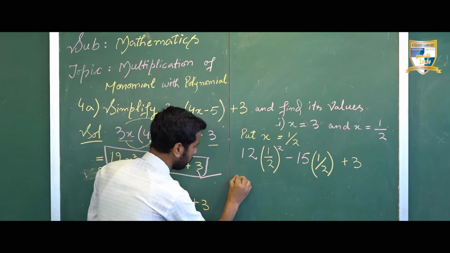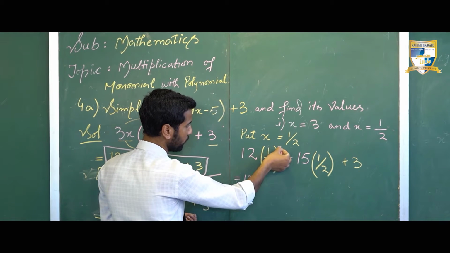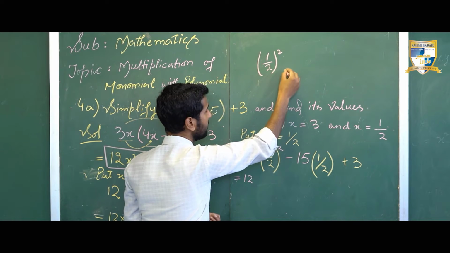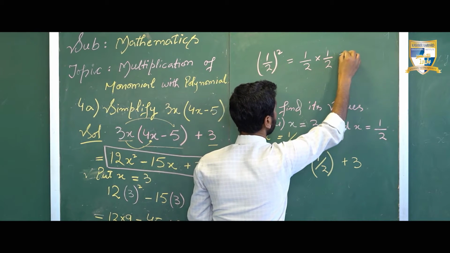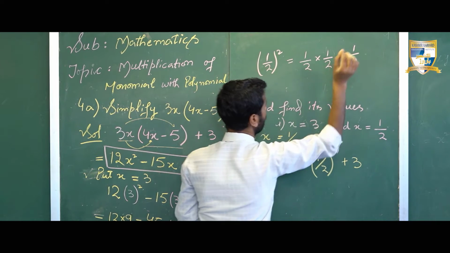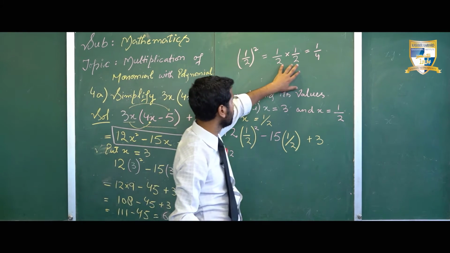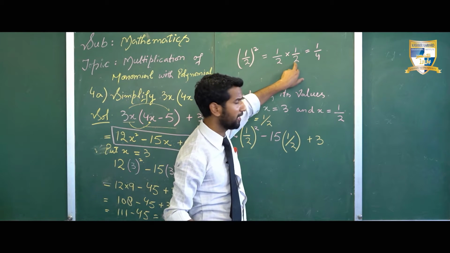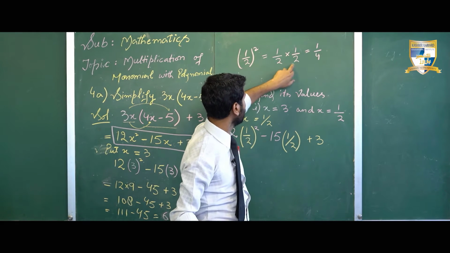So it is going to be equal to 12 into 1 upon 2 whole square, which means 1 upon 2 into 1 upon 2, and it will be equal to 1 upon 4. 1 into 1, numerator, whenever you are multiplying two fractions, the numerator will get multiplied with numerator and denominator will get multiplied with denominator. So 1 into 1 will become 1 and 2 into 2 will become 4.